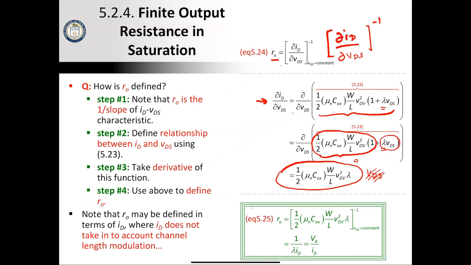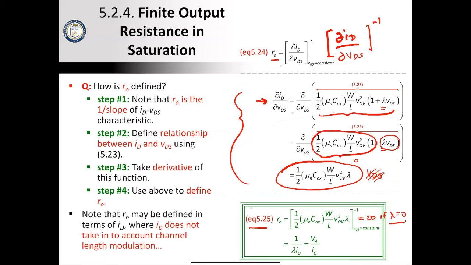These three steps are enough for you to understand the derivative. If you need to go back and take a closer look, please do, and don't hesitate to ask me any questions. When we're done with that, we see that the output resistance is equal to 1 over 1/2 Kn prime aspect ratio VOV squared times lambda. If lambda is equal to 0, channel length modulation is not taken into account, and RO would be infinite. All that makes sense.